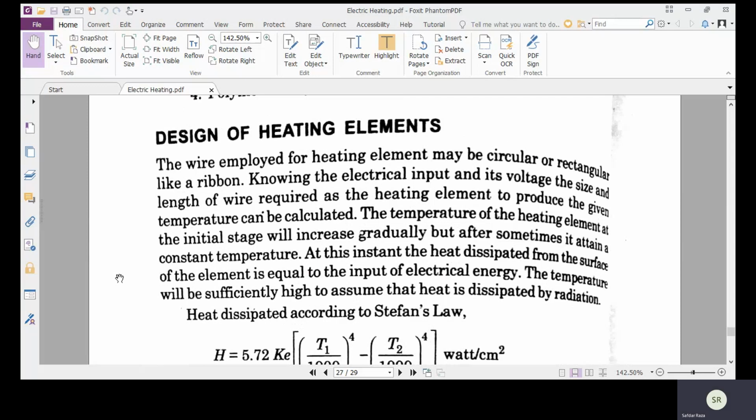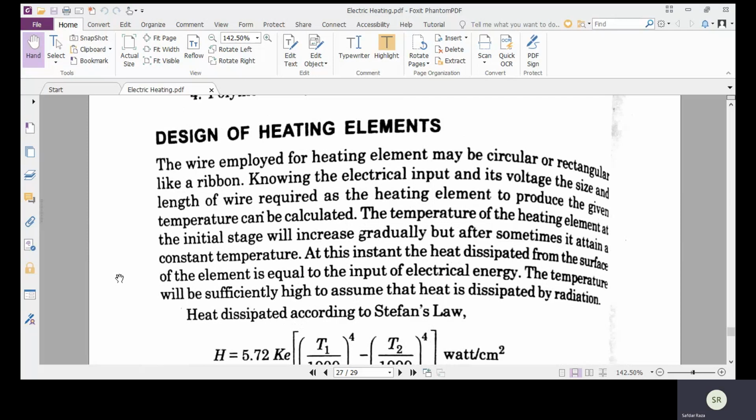The temperature of the heating element at the initial stage will increase gradually, and after some time it attains a constant temperature. At this instant, the heat dissipated from the surface of the element is equal to the input of electrical energy.